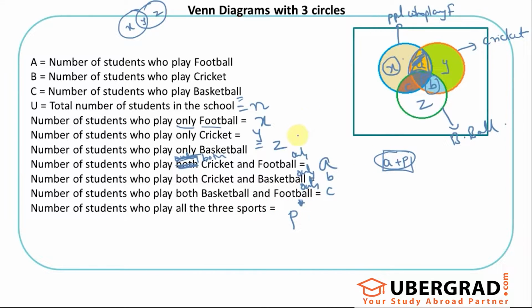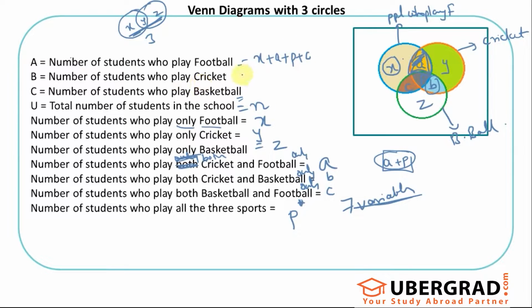Right? Once I've got these 7 variables, like how we had 3 variables in Venn diagrams with 2 circles, here we have 7 variables. So how many students play football? That is football only, football and cricket only, football and basketball only, football, cricket and basketball, all 3 games. So that will turn out to be X plus A plus P plus C.